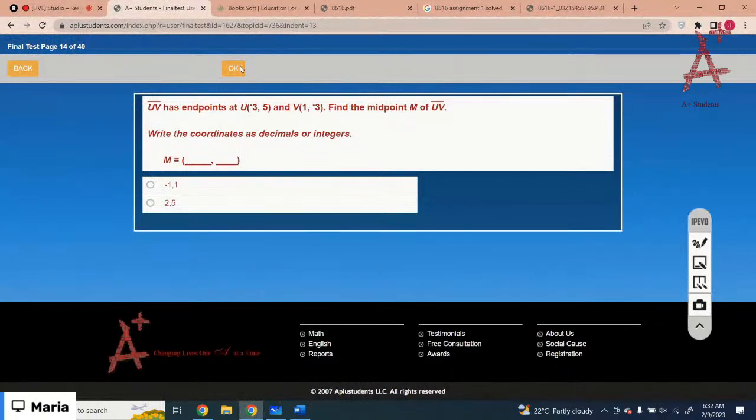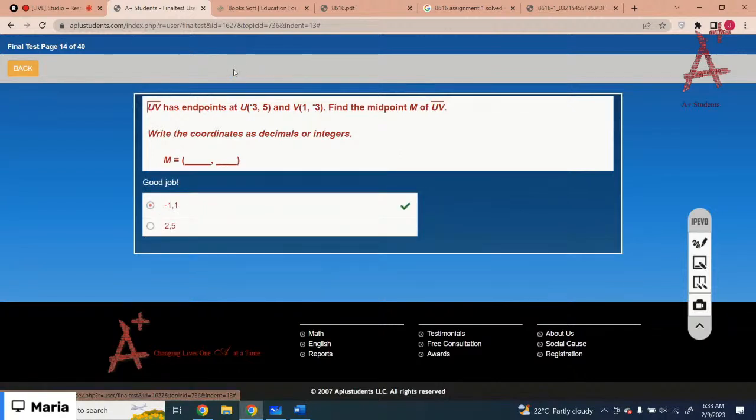Okay, the next one is UV, which has endpoints -3, 5 and 1, -3. So find the midpoint M of UV. So 1 minus 3 is -2 over 2, it would be -1. And 5 minus 3 is 2 over 2, it would be 1. So the correct option is -1 and 1. Got it? So just select the correct option, then click on the OK button.